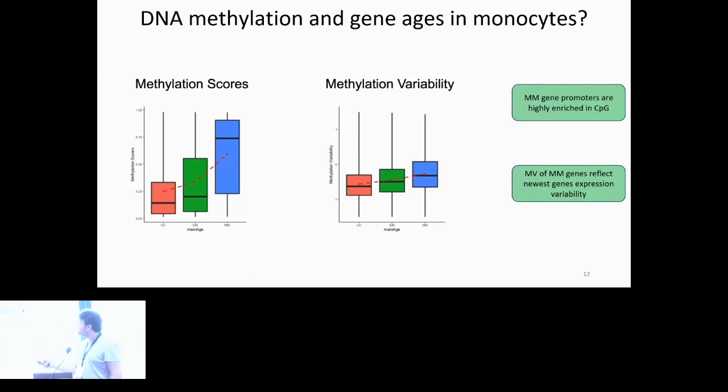The methylation score increases with the gene age. So the newest genes, in blue, are highly enriched in CpG. But the methylation variability also increases in the newest genes. So you have a higher methylation variability in the newest genes.